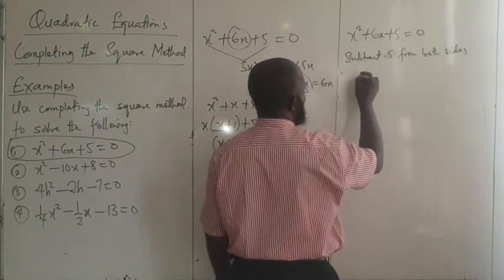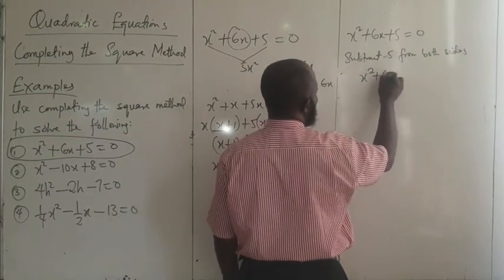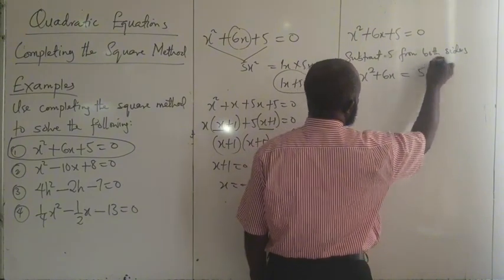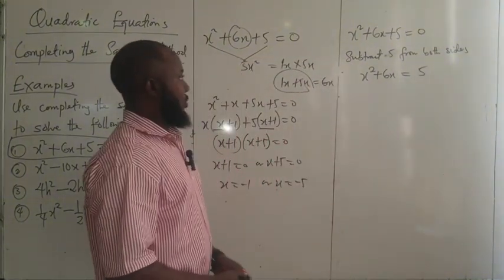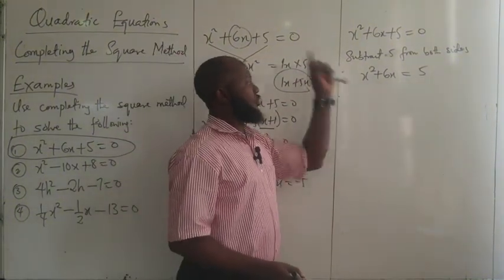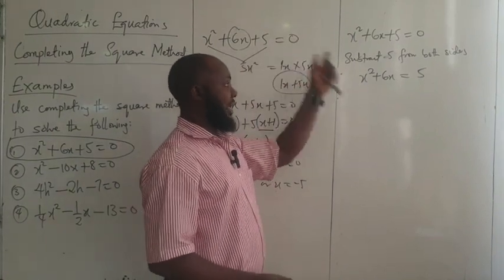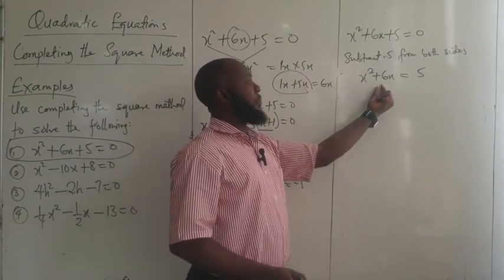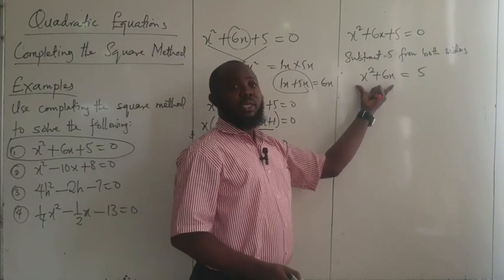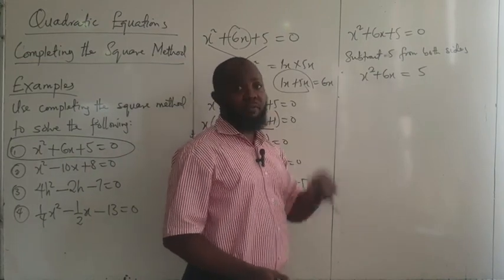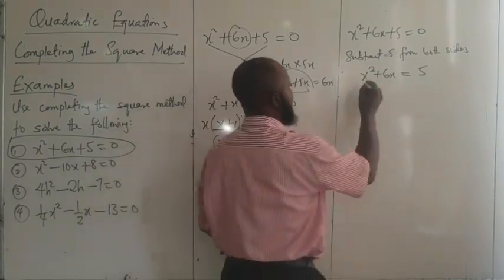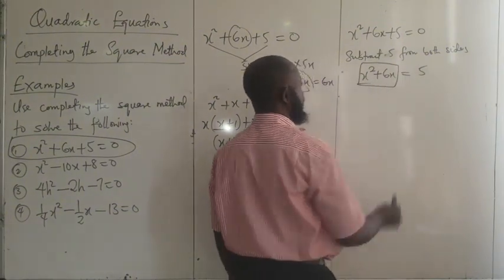So when you subtract, what you're going to have is x squared plus 6x equals 5. So you can see that this has turned to the initial expression I gave you, that you want to make a perfect square. Now you want to make this expression, this left hand side, a perfect square.